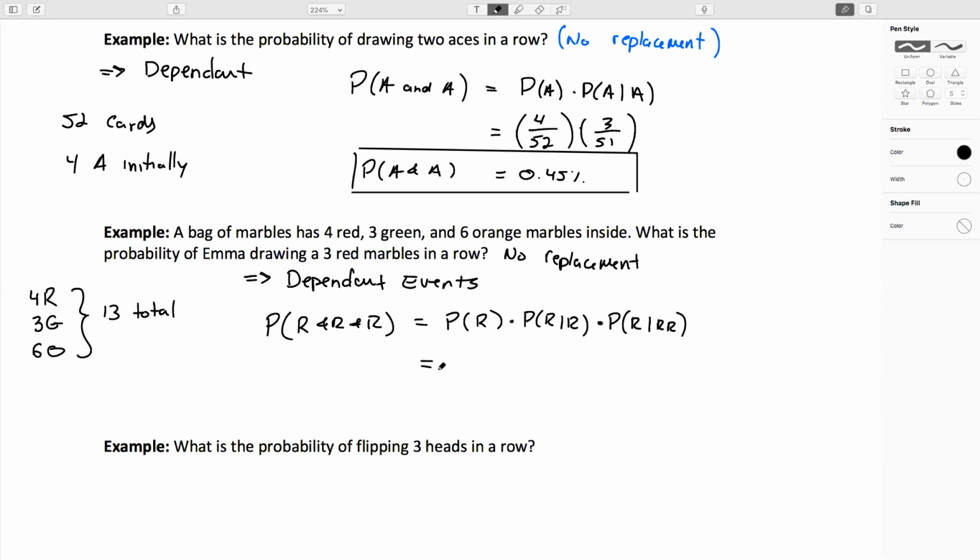Originally, we had 4 reds and 13 total. So the first red marble was 4 over 13 as our probability. However, once we've pulled one out of the bag, we now have 12 in the bag and 3 reds. So the next probability is now 3 over 12. Now we've pulled another one out of the bag. So the probability of red given 2 previous reds is now 2 over 11. Which leads us to a probability of about 1.4%.